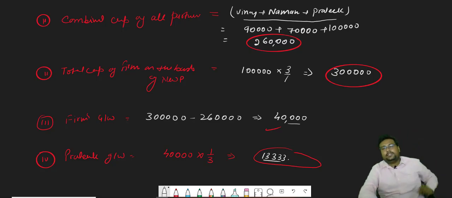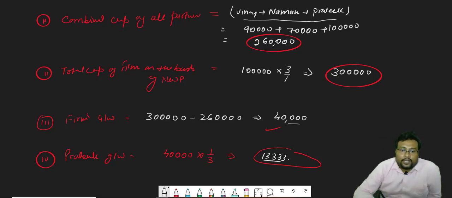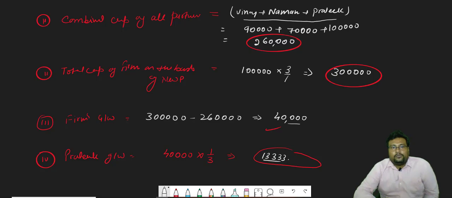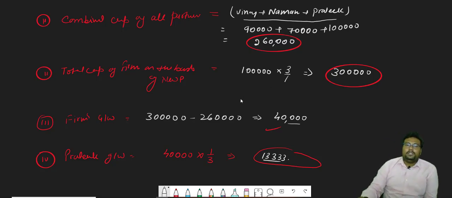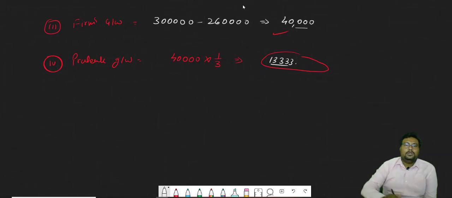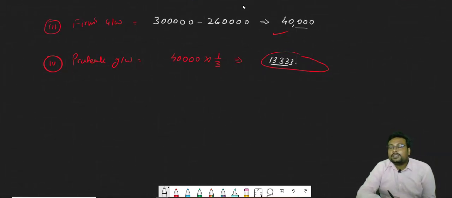13,333. So this is Prateek's share of goodwill. If you want to pass the entry for the hidden goodwill, since Prateek is not bringing this goodwill in cash, you will simply open Prateek's current account.